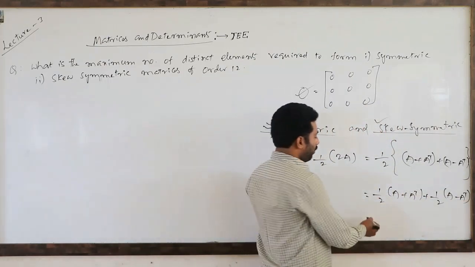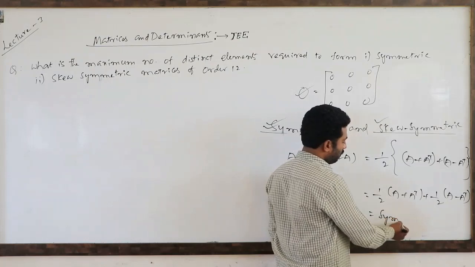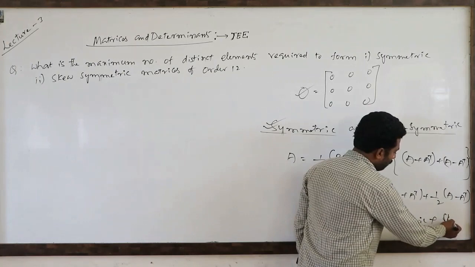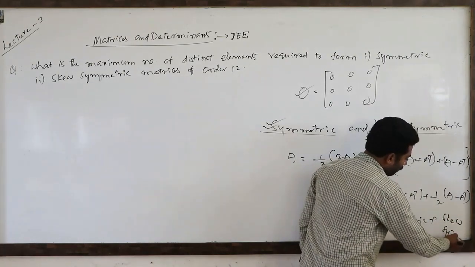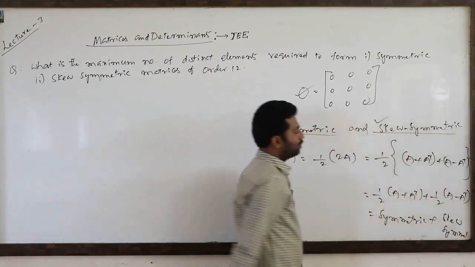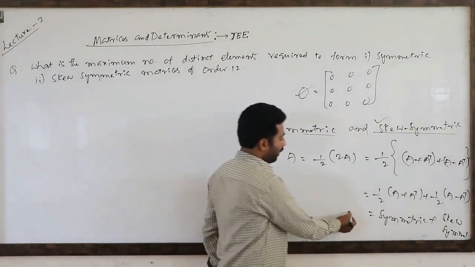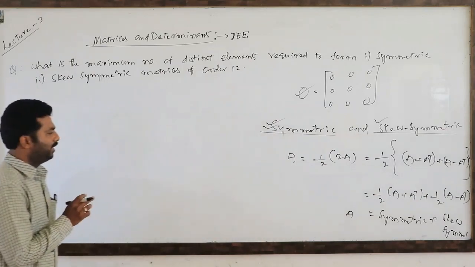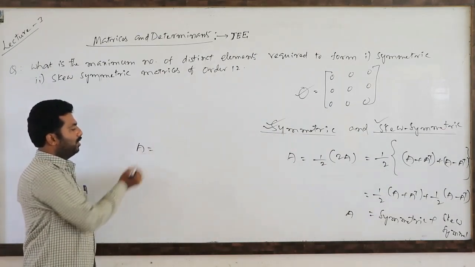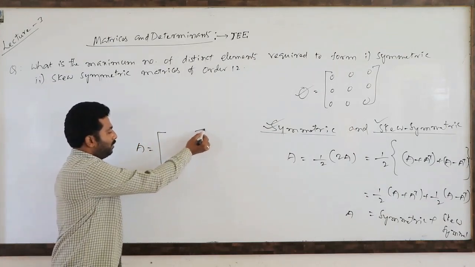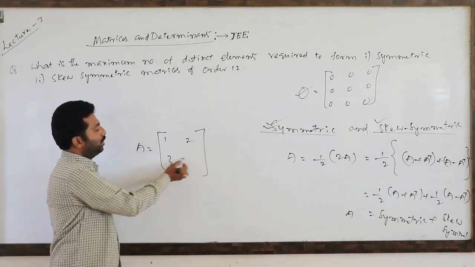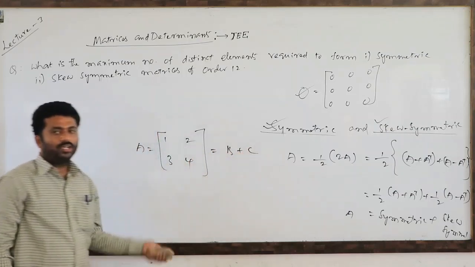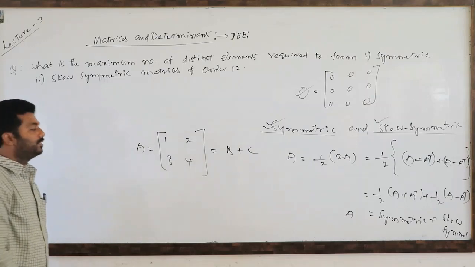So this is the symmetric part, and this is the skew symmetric part. So any square matrix can be expressed as a sum of a symmetric and a skew symmetric matrix. One simple question generally asked in entrance exams: any one square matrix is given, suppose 1, 2, 3, 4. This matrix can be written as the sum of two matrices B and C. What are B and C, they will ask.